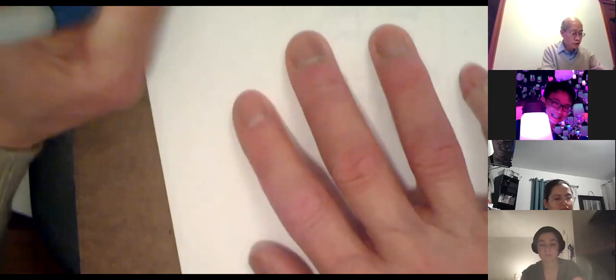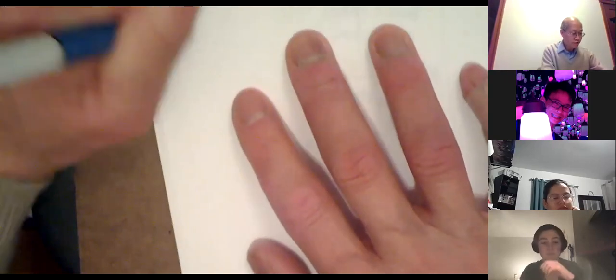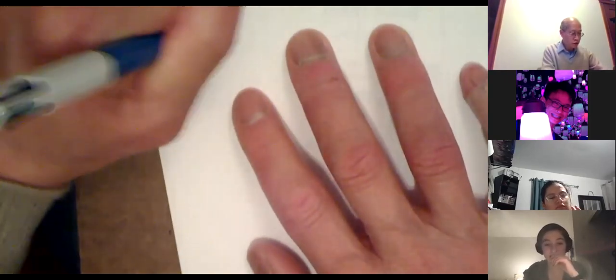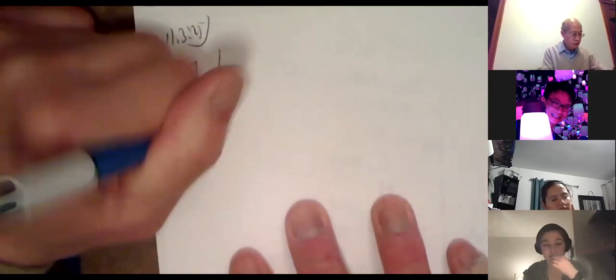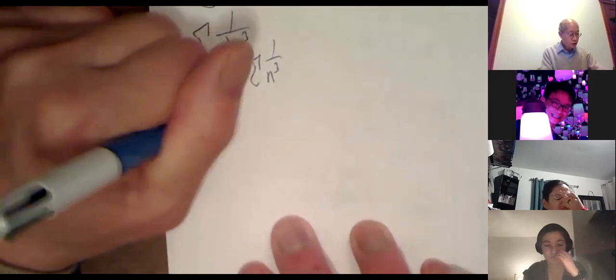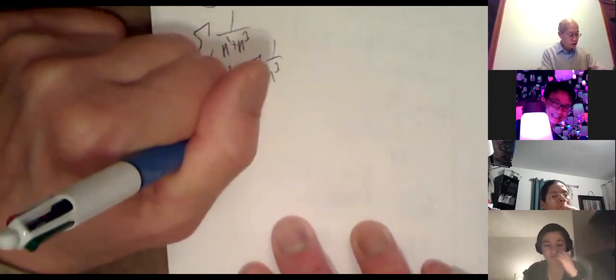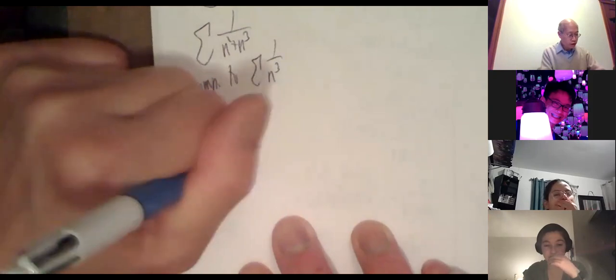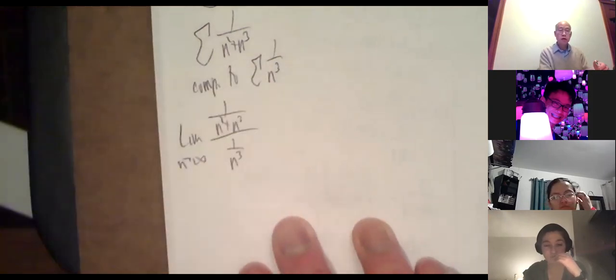So what am I doing? 11.325, summation 1 over n squared plus n cubed. So compare to summation 1 over n cubed. Limit as n approaches infinity of 1 over n squared plus n cubed, over 1 over n cubed. Multiply top and bottom by n cubed.